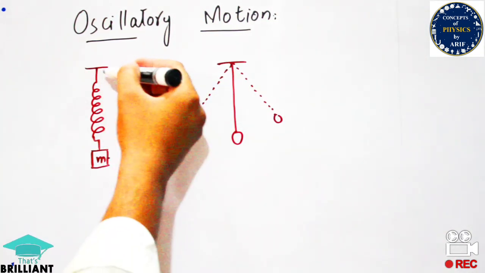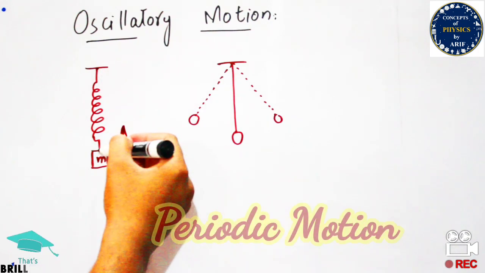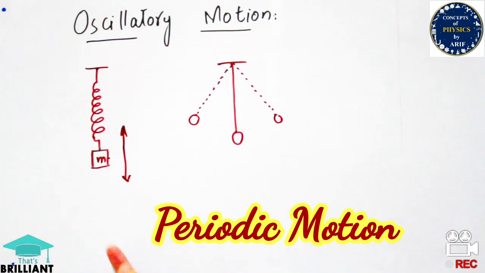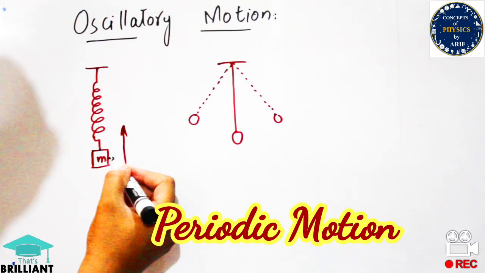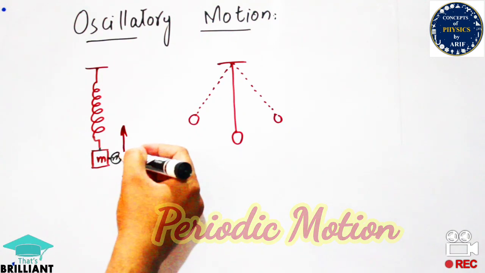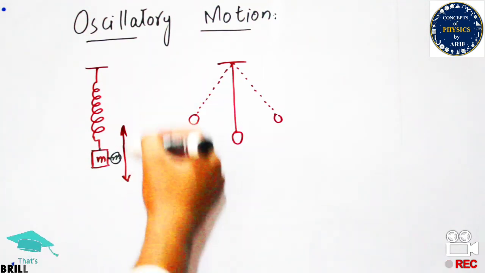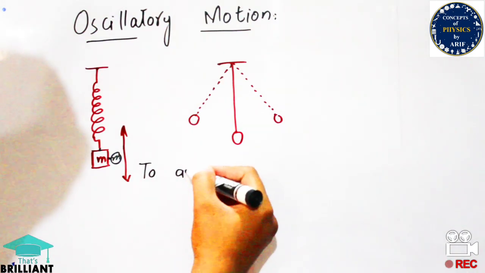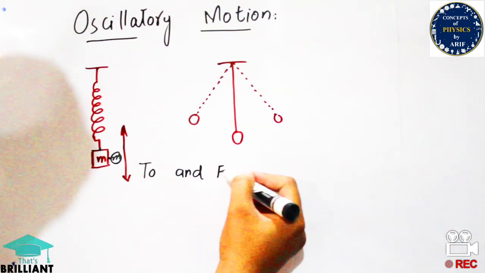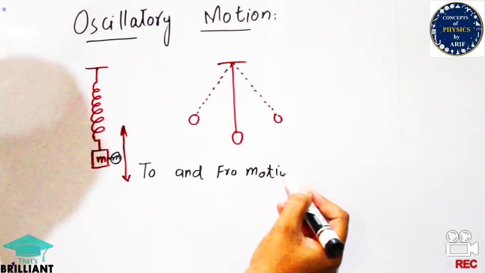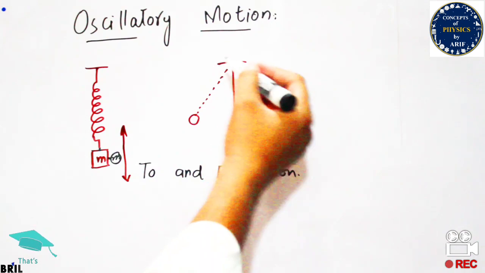When a spring of mass m is suspended from a fixed point and a force is applied, it will oscillate around its mean position, above and below its mean point. This is known as to and fro motion, and it only happens when force is applied on the spring.